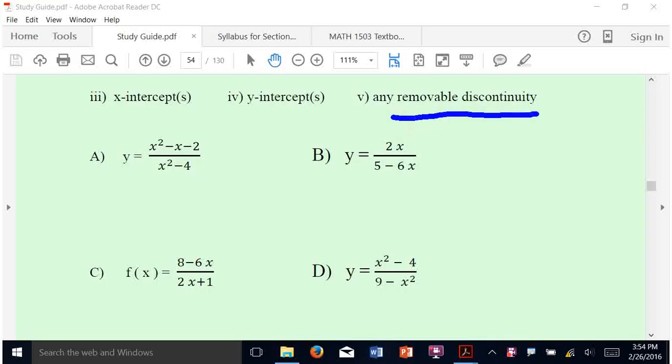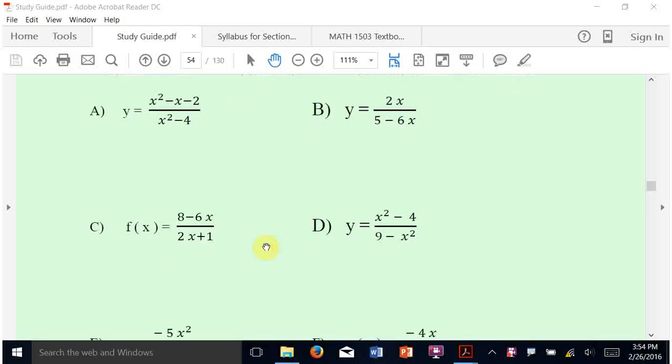Talking about removable discontinuities. So, what are removable discontinuities? Well, they're essentially points on the graph, empty circles on the graph, where your function is not defined. So they're as opposed to asymptotes, which are lines. Okay. So let's look at this function.